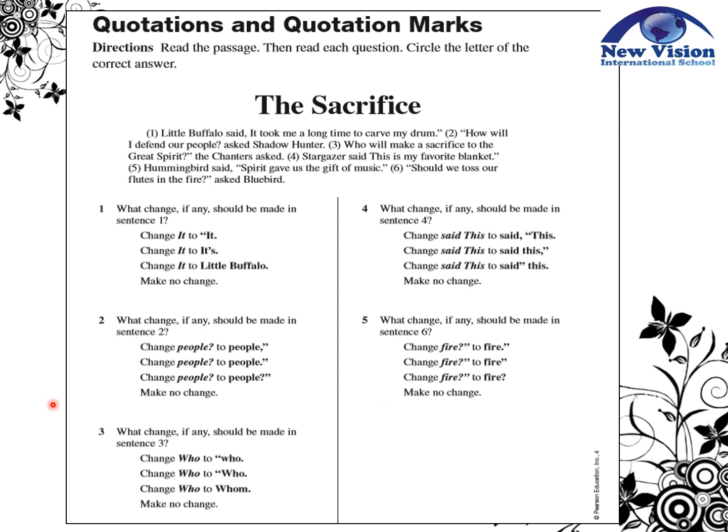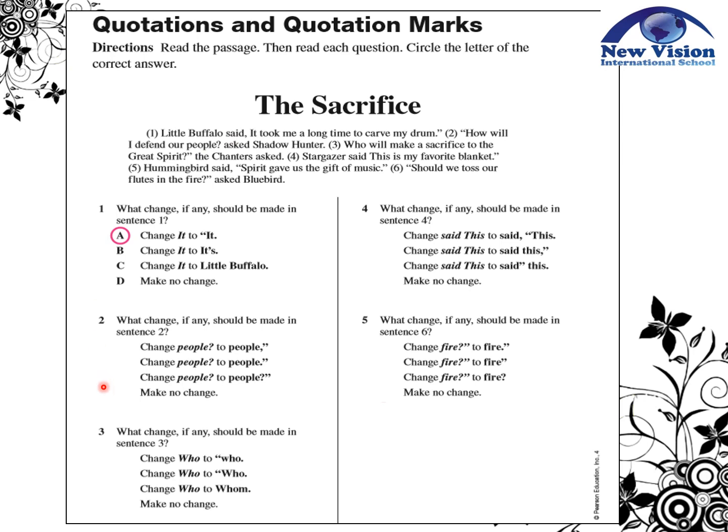Asked Bluebird. Number 1. What changes, if any, should be made in the first sentence? Little Buffalo said, It took me a long time to carve my drum. A. It to "It. B. It to Its. C. It to Little Buffalo. Or D. Make no change. Very good. The answer is A. So this now is "It. There must be a quotation mark before it.